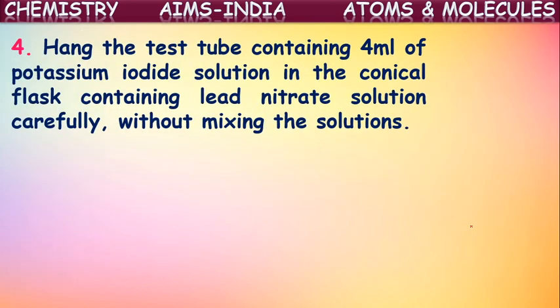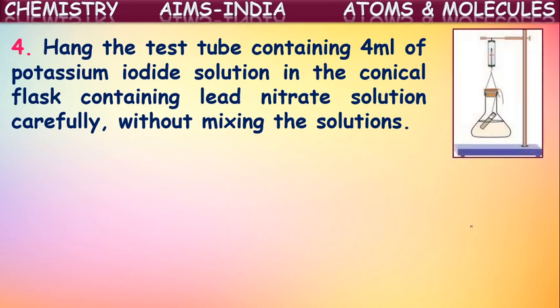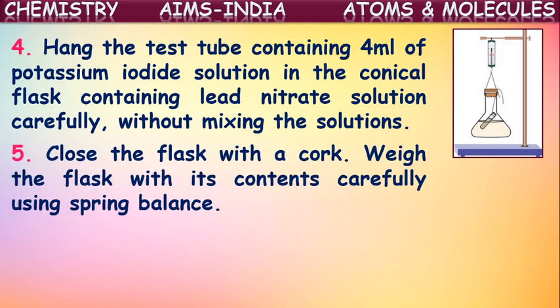We have to hang this test tube containing 4 ml of potassium iodide solution in the conical flask containing lead nitrate solution. It should be done very carefully, so that the solution present in the test tube does not spill into the conical flask. Care should be taken in that way. Slowly you have to hang this test tube into the conical flask by using a thread. Now we have to close the conical flask with a cork.